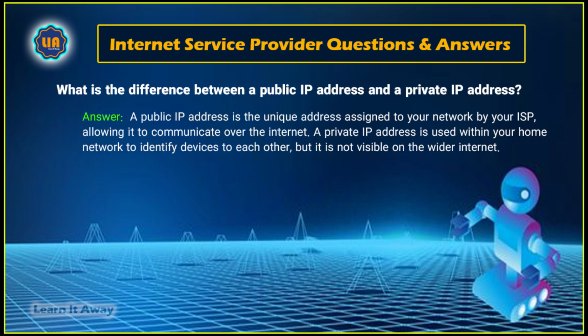What is the difference between a public IP address and a private IP address? Answer: a public IP address is the unique address assigned to your network by your ISP, allowing it to communicate over the Internet. A private IP address is used within your home network to identify devices to each other, but it is not visible on the wider Internet.